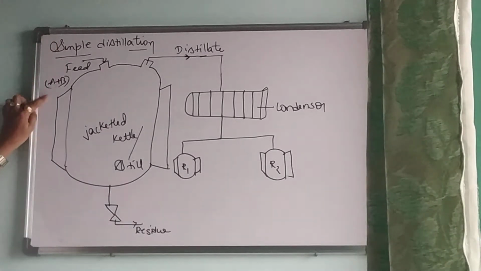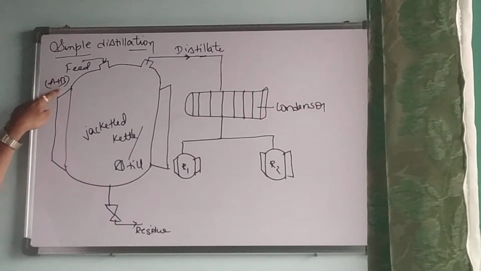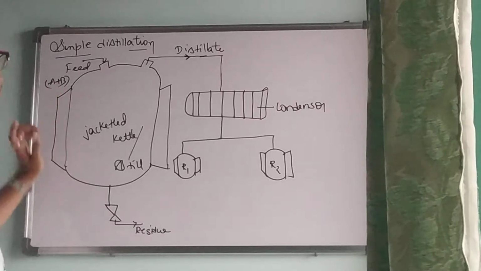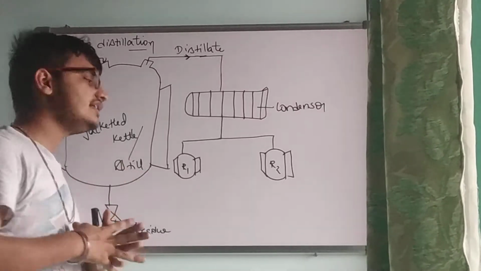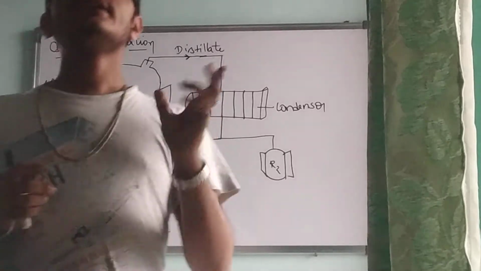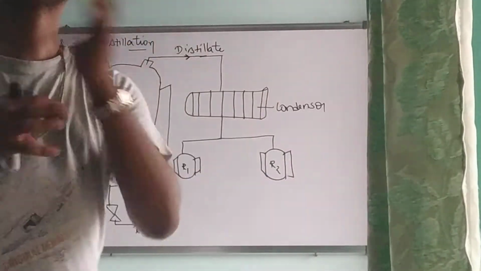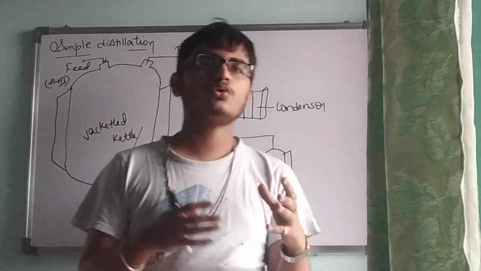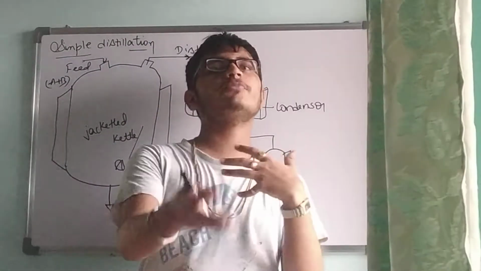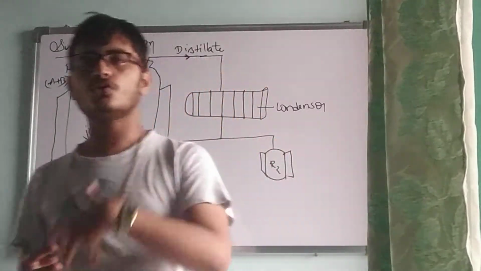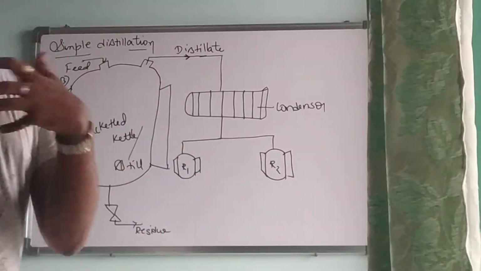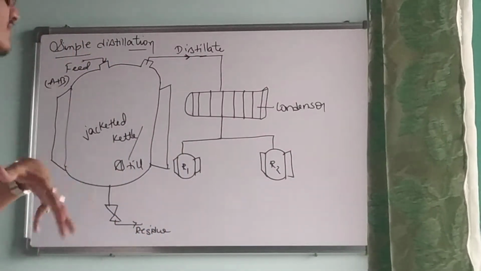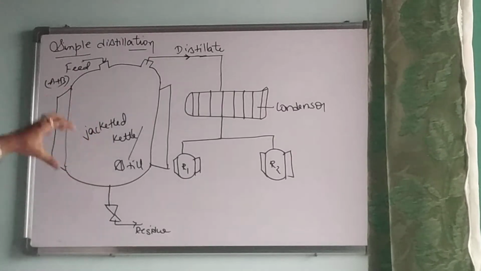Basically what happens in this process is, first the feed mixture, say A plus B, where A is the more volatile component and B is the less volatile component, is introduced into a jacketed kettle or a still. Jacketed arrangement is something like your preheating oven process. Generally you have ovens in your home where you preheat them before you bake something. Some similar type of process it is.